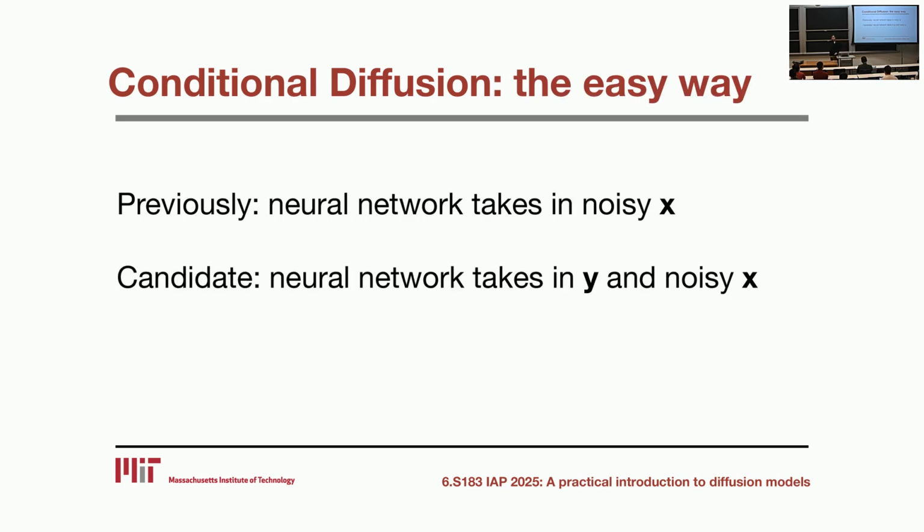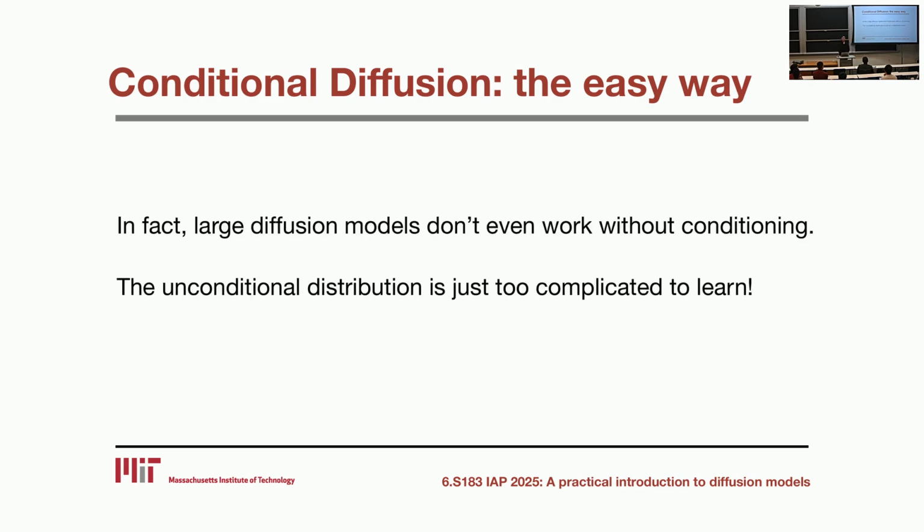There is an obvious way to do this. Just like in conditional prediction, neural networks are able to take in an extra input y. So one intuitive attempt is that instead of letting your diffusion neural network take in only x_t, that is a noisy version of x, you can let it take in both the noisy x and your label y. So this is the intuitive way. Theoretically, if you train this, it's likely that your neural network can learn something reasonable, but it's not good enough.